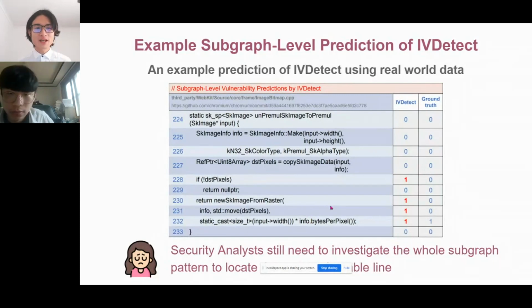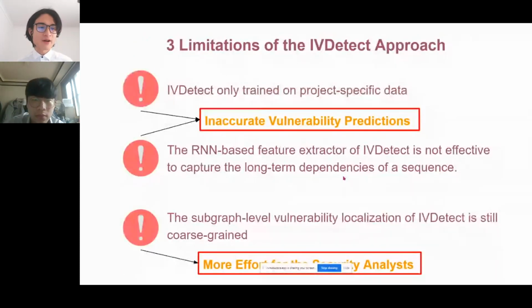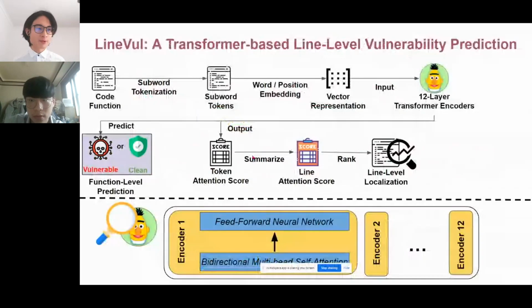We found three limitations of the IVDetect approach. First, IVDetect is only trained on project-specific data. Second, the RNN-based feature extractor of IVDetect is not effective at capturing long-term dependency of a sequence. Those two limitations could lead to inaccurate vulnerability predictions. Last but not least, the subgraph-level vulnerability localization is still coarse-grained, meaning more effort of manual inspection from security analysts. Therefore, we propose LineVul, a transformer-based prediction approach.